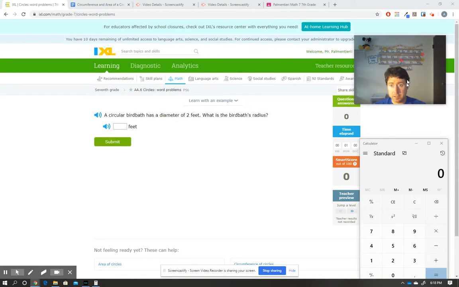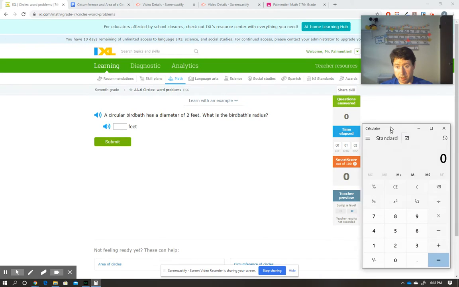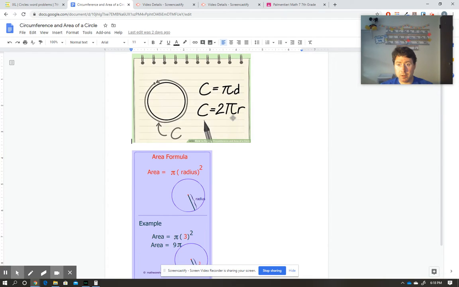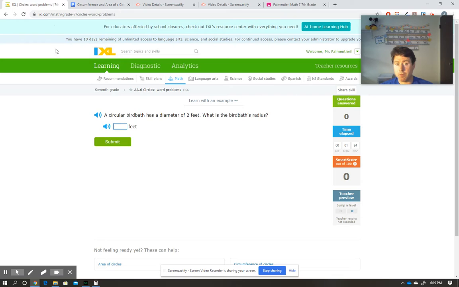All right, today's IXL, very important. You're going to need your calculator and you're going to need this reference sheet, okay? Remember, circumference is pi times diameter, or if you have a radius, circumference equals 2 times pi times radius. And if you're looking for area, area will be pi times radius squared, okay? We'll go over that.